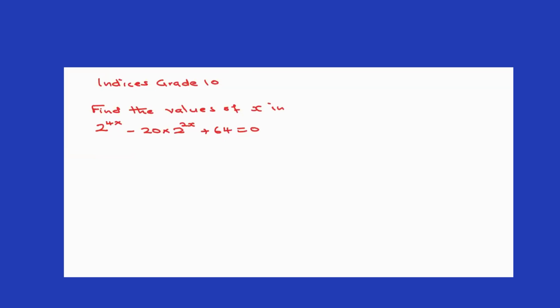Let's begin. So look at this question. Find the values of x in 2 raised to the power 4x minus 20 times 2 raised to the power 2x plus 64 is equal to 0. Normally, we know the laws of indices.